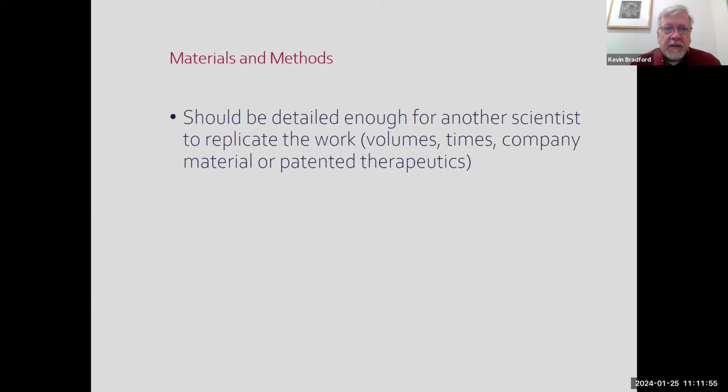Now, in the materials and methods section, these should be detailed enough for another scientist to be able to replicate the work. The volumes that are used in the experiment, the number of times a particular experiment is tried, the control groups that were used, who gets the placebo, who gets the gold standard, who gets the new treatment, et cetera, and so forth. How many participants were there in each group? Were they fully blinded? Was it partial blinding? What are the materials or patented therapeutics?